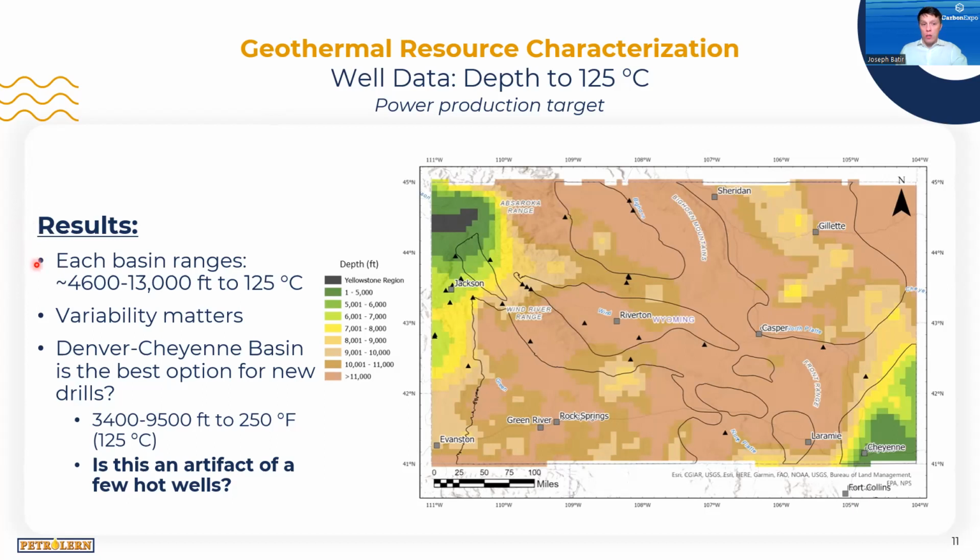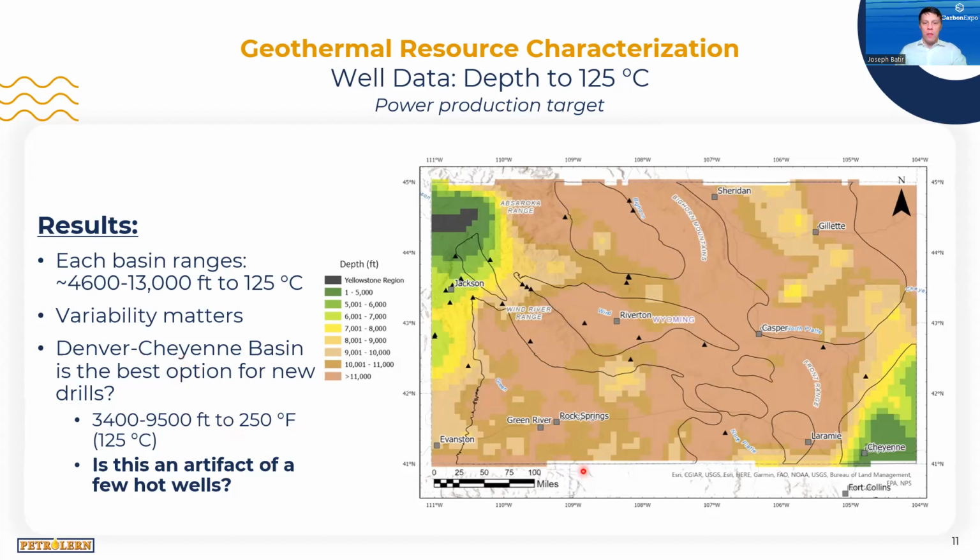The basins all range in depth to that 125 C. That's because we're just using the data and analyzing it. That variability matters because if we're looking at something like Gillette, Wyoming, that is potentially a little bit shallower, and Gillette may have an opportunity, whereas Casper is on the very edge of this basin, and Casper is going to be quite deep. You have to drill deep to hit that minimum temperature. So this gives you that first rough guess of where we should be going for geothermal power generation.